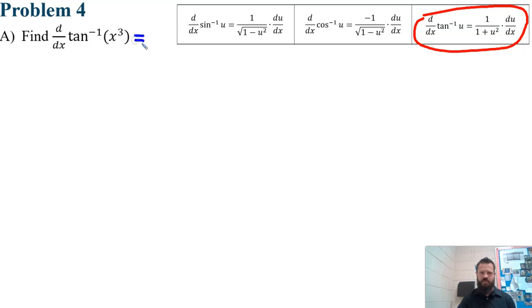And this rule says our derivative is going to be equal to 1 over 1 plus u squared. So 1 over 1 plus, and in this case our u is whatever function that's inside the tangent inverse. So that would be this x to the third. So that would be x to the third squared. Again, as far as chain rule goes, that's the derivative of my tangent inverse, the derivative of the outside. Here, this du over dx is just reminding us to multiply by the derivative of the inside, this x to the third, which would just be a 3x squared.